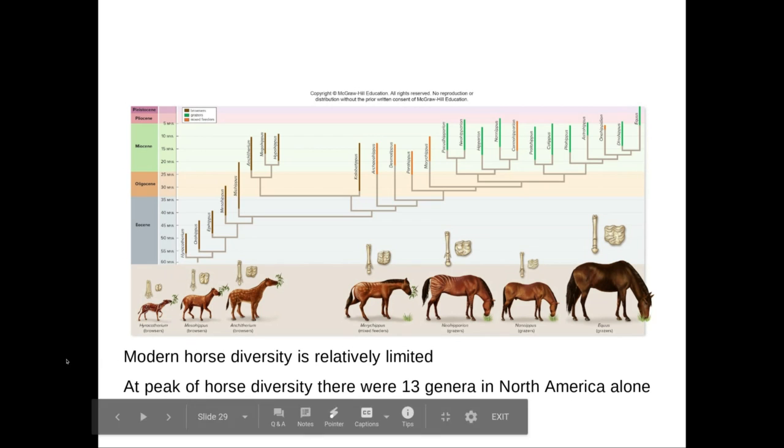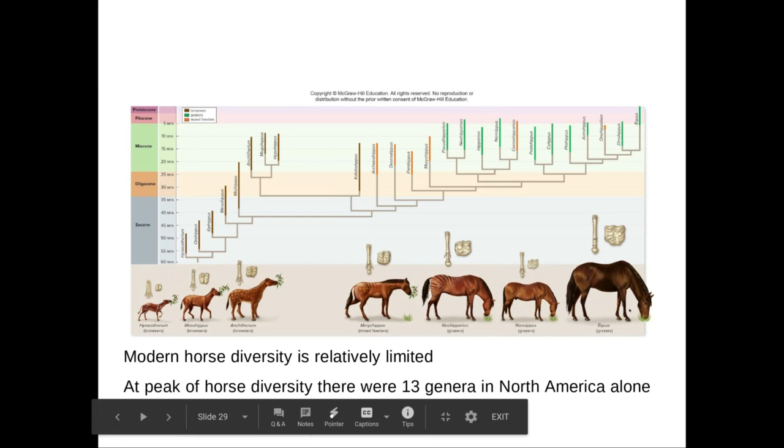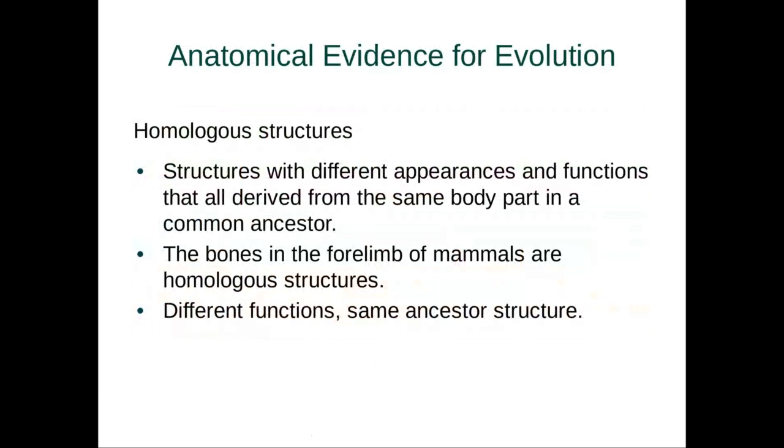But again, nice clear evolutionary transition. And at its peak, there were actually 13 genera of horse living simultaneously in North America alone. So lots of diversity of horses, lots of things that have gone extinct. But again, you can see the evolutionary transitions from ancestor to modern time. Now, that's the fossil record, but we can actually use anatomical evidence in living things to provide some evidence for evolution, provide evidence for what selection is doing to populations.